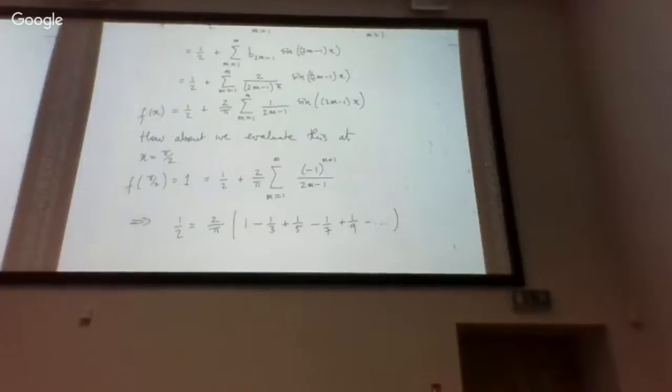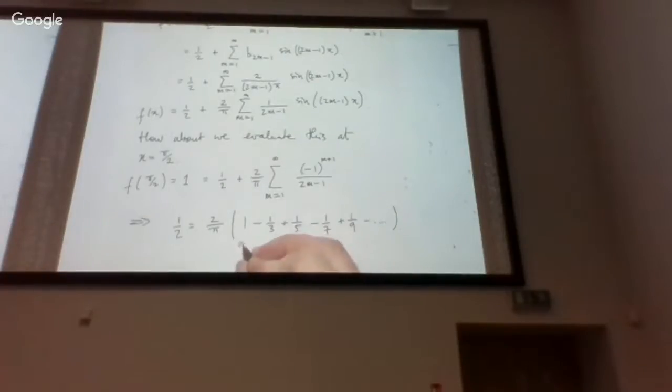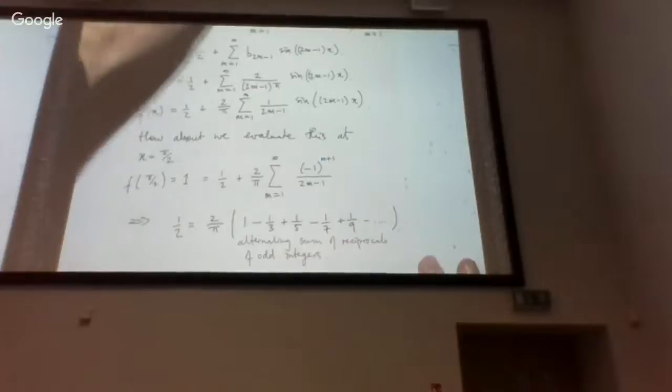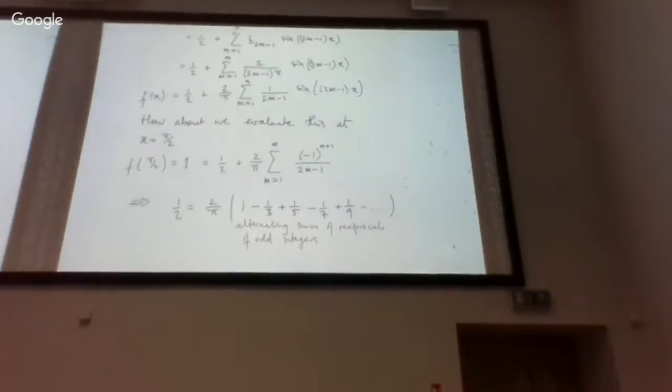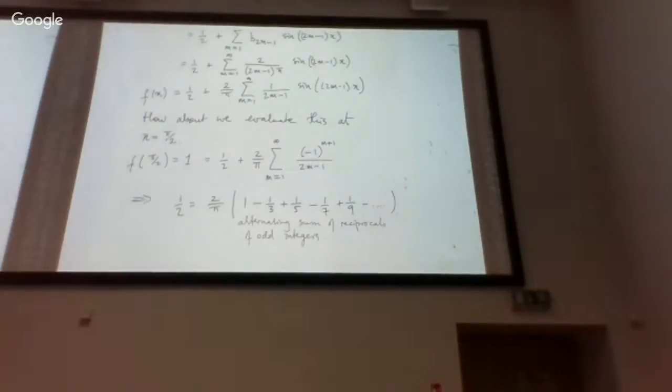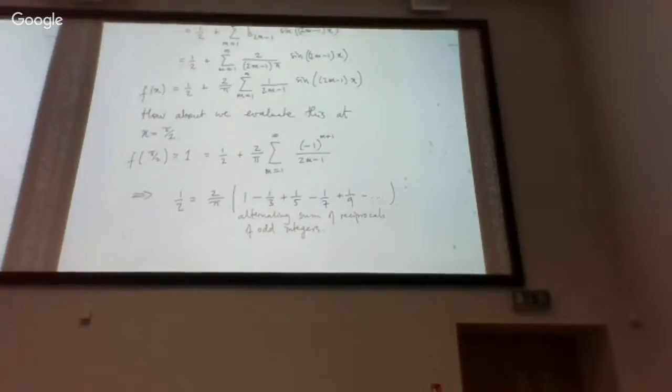So, the alternating sum of the reciprocals of the odd integers. I think maths is all about symbols and signs, but you can do maths in language. You can do maths without any symbols as well. Alternating sum of the reciprocals of the odd integers, beginning with plus 1. You have to say if you're beginning with positive or negative.